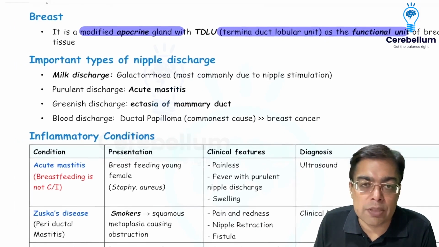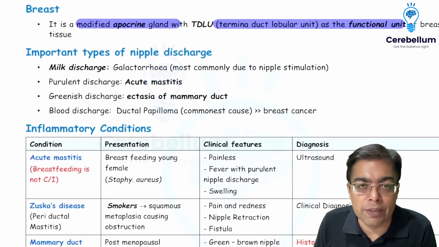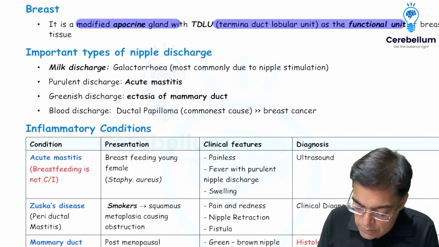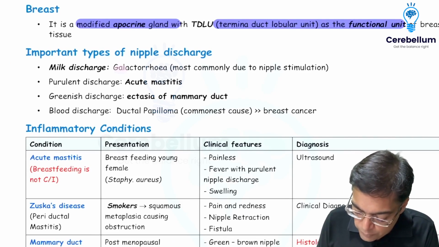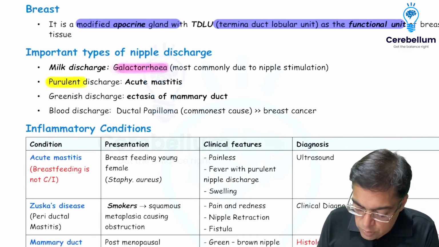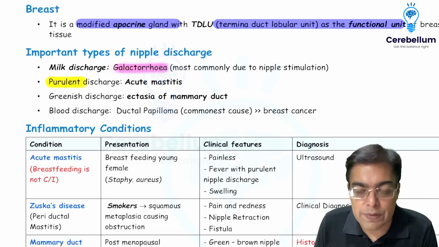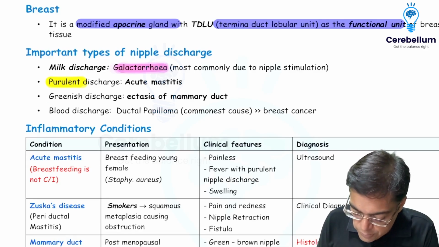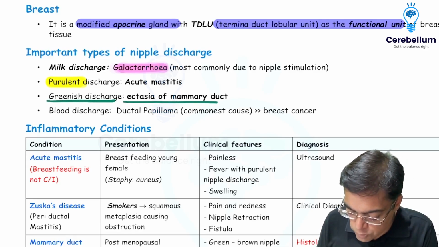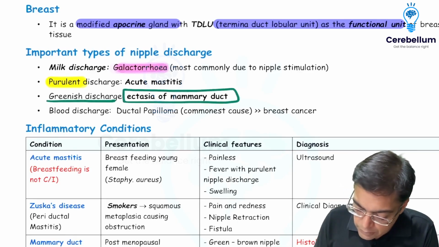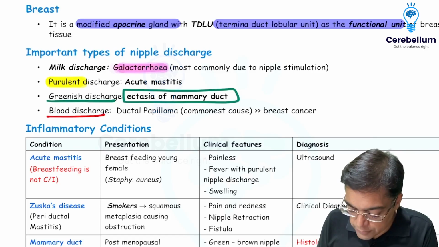Multiple reasons because of which the patients can be having different subtypes of discharges. Say, for example, a milky discharge is going to be associated most commonly with galactorrhea. But when we are talking about discharges like a purulent discharge, that's because of an inflammatory condition like mastitis. Greenish discharge, for some strange reason, exams love to ask you, is because of mammary duct ectasia. And the most common reason for development of a discharge that contains blood happens to be a ductal papilloma.